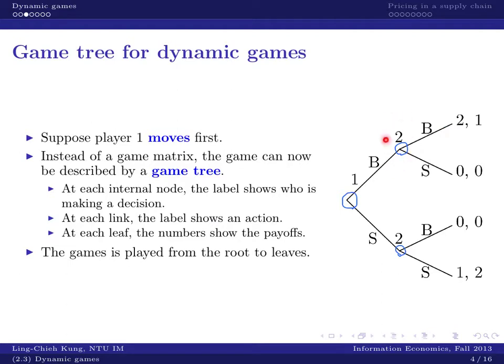For example, here, at what we call a decision node, player 2 can choose either Bach or Stravinsky. And at each leaf, the numbers show the payoffs. Of course, the first number is the payoff for player 1, and the second number is the payoff for player 2. The game is played from the root to the leaves. Player 1 first makes a decision, either B or S, and then player 2 observes this action and makes her own decision.